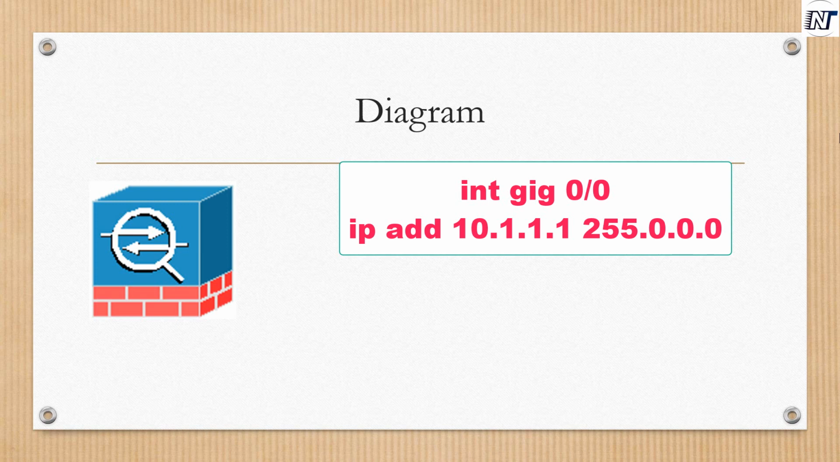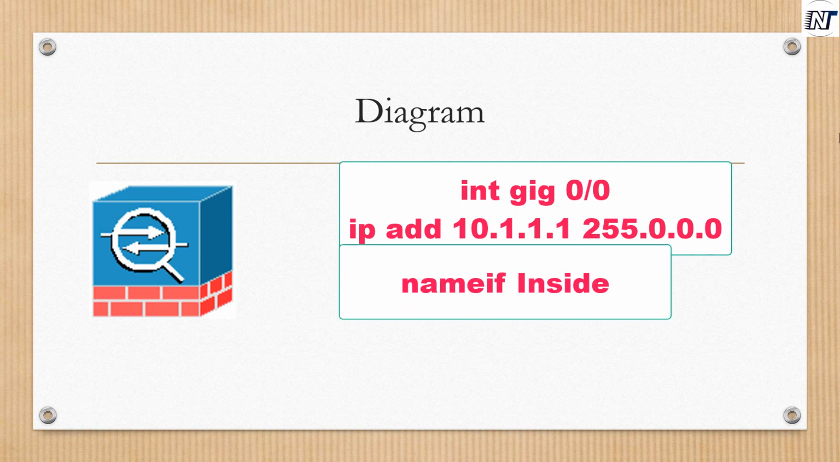These two components are required besides the IP address. Number one is the name of the interface. That's done by using the command called nameif. Nameif inside. That is the full command.